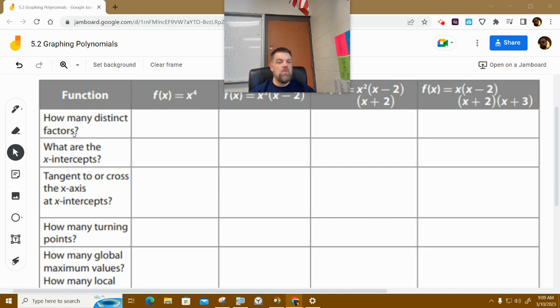So while you guys are writing that down, over to the side, does everybody have a calculator first and foremost? You'll need a graphing calculator if you don't have one.